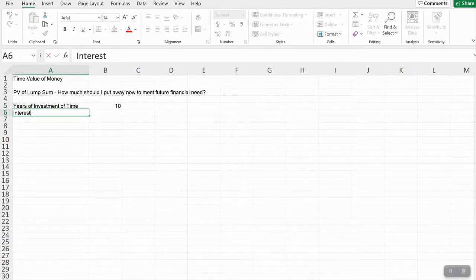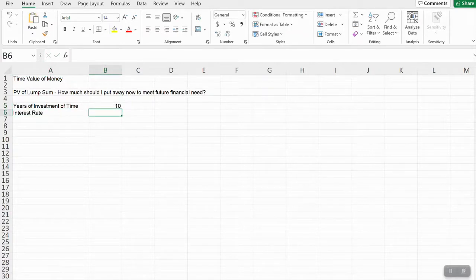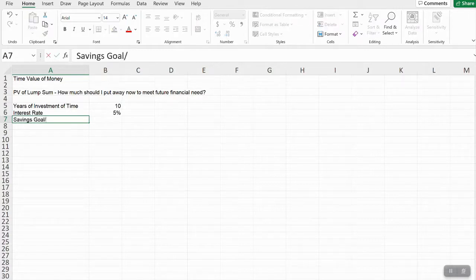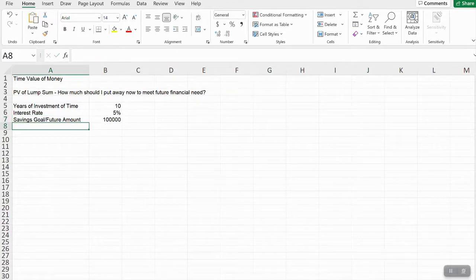My interest rate in this example is 5%. That's an annual interest rate, so make sure you keep note of that. And then my savings goal, or future amount that I would like to have, in this case, is 100,000. Okay. Then I'm going to figure out my calculation using Excel.